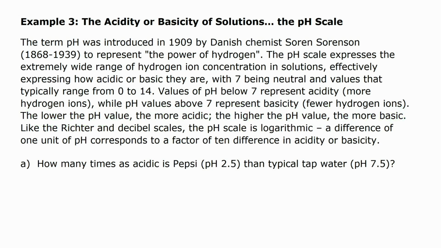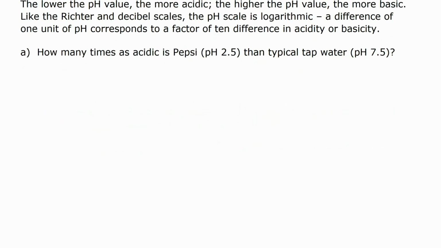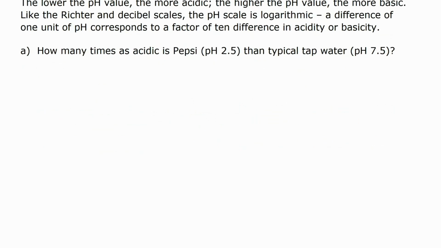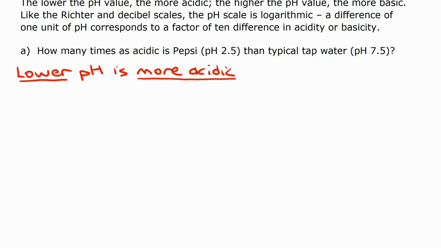All right? In our first part, we're looking at here, how many times as acidic is Pepsi, which has a pH of 2.5, as compared to typical tap water, which has a pH of 7.5. Now, if we want to compare these things, we do exactly the same thing as we did for our other two logarithmic scales. But the thing we have to recognize at the start here is if we're asking how many times as acidic is it, we have to remember that lower pH is more acidic.